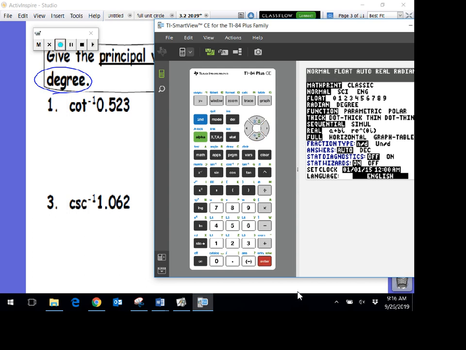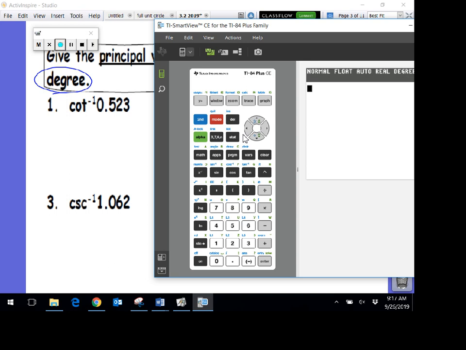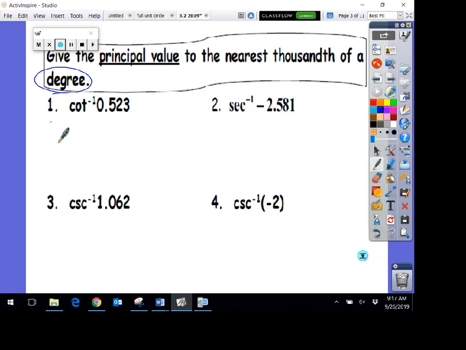We have to change it to degree mode to answer these questions, because your answer is an angle. If your answer is an angle, there's no way to determine what the answer is unless the directions tell you degrees or radians. You can't look at the problem and figure that out. There's also not an inverse cotangent button on our calculator. So remember, I just talked about cotangent inverse is the same as tangent inverse of the reciprocal.